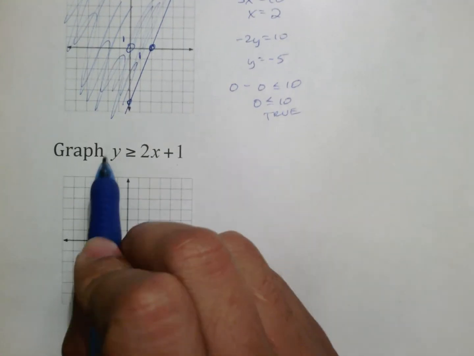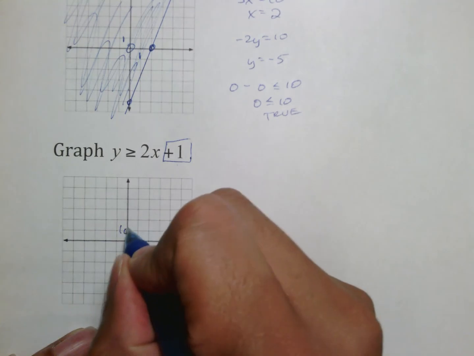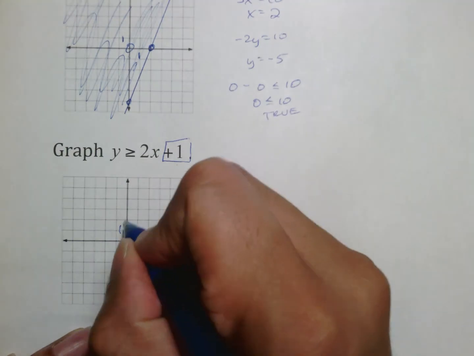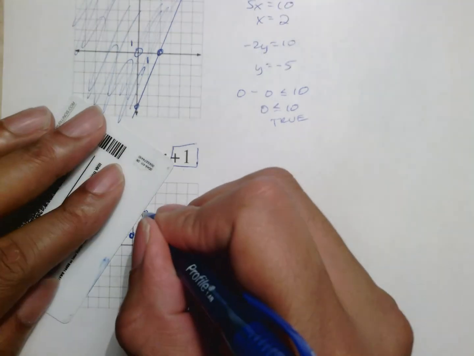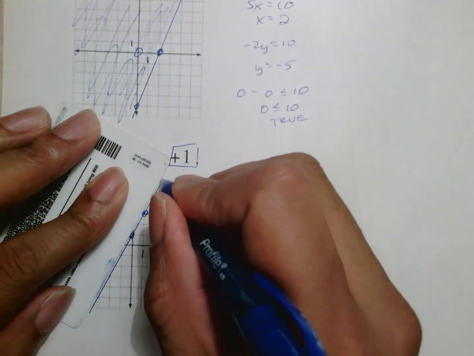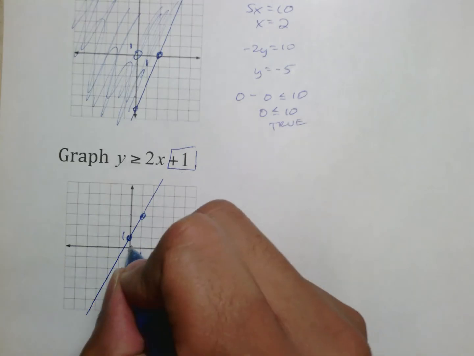Last question, this is slope-intercept form because it's the y, which means I look at this number first, which tells me to go up 1. This tells me to go up 2 over 1. I then draw my line. And again, now I have good separated from bad.